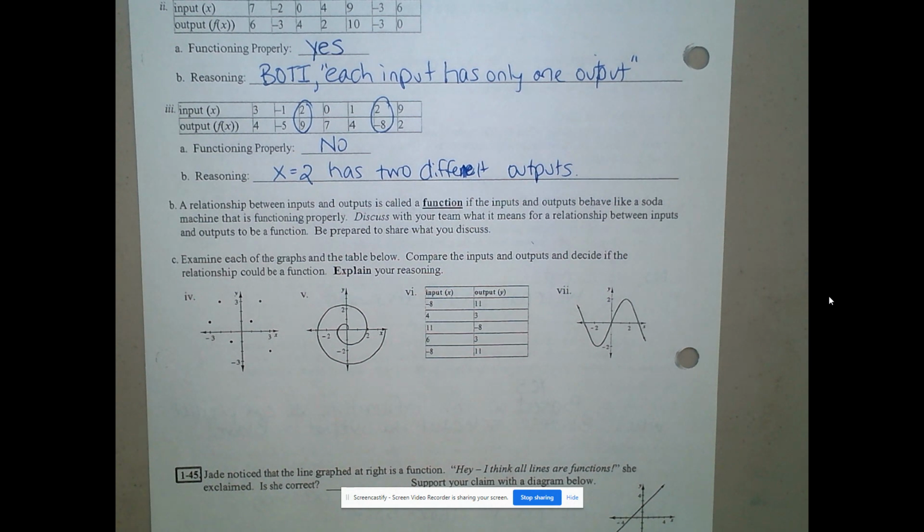A relationship between inputs and outputs is called a function, if the inputs and outputs behave like a soda machine that's functioning properly. So normally we would talk about inputs and outputs.